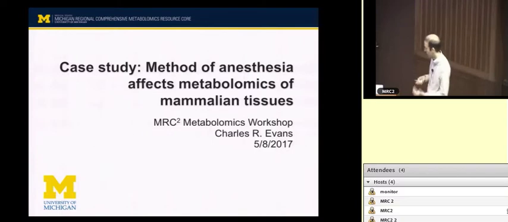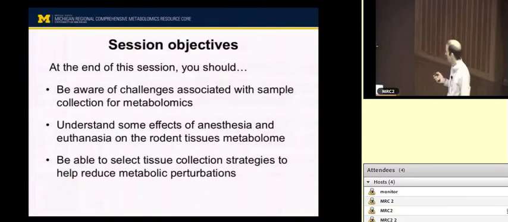But as you've heard today again and again, sample preparation and sample collection are really probably among the biggest factors, aside from designing a good study, in getting good metabolomics data and getting something meaningful out of your experiment. So that's why we're emphasizing it so much.